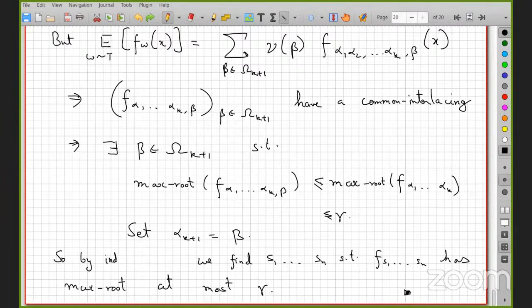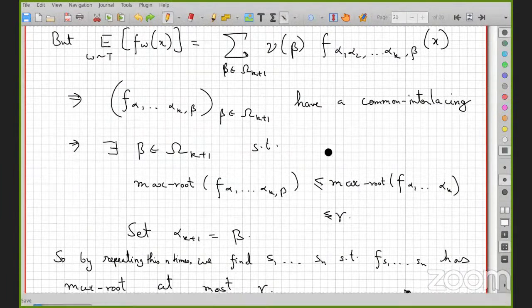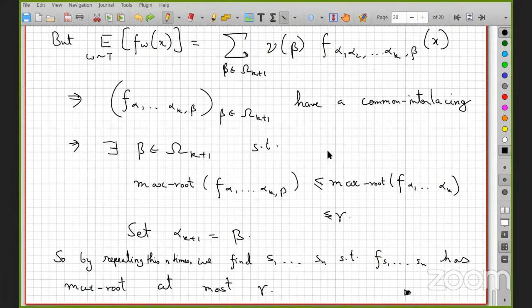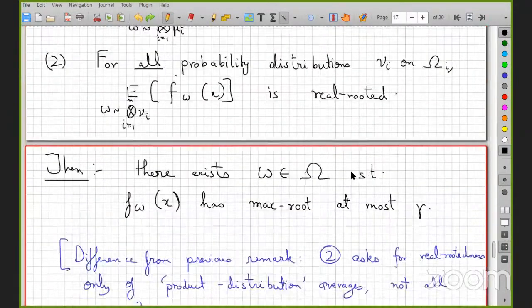Or by just repeating this n times. So now our goal is to apply this, in our setting. By the way, any questions about this? I was quiet just to wait for questions. Okay, if there are no questions, then let's proceed to applying this.